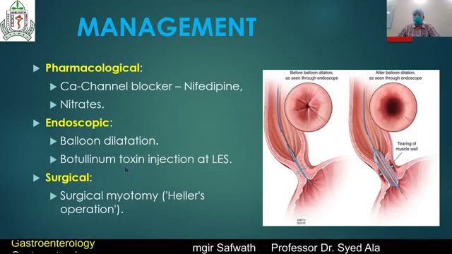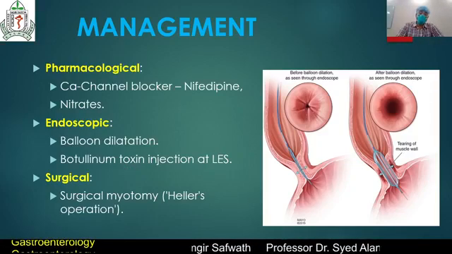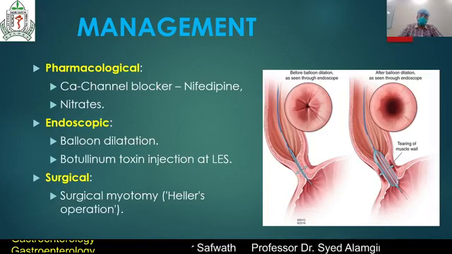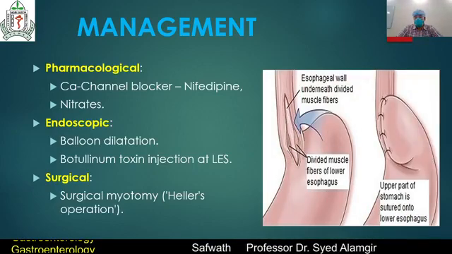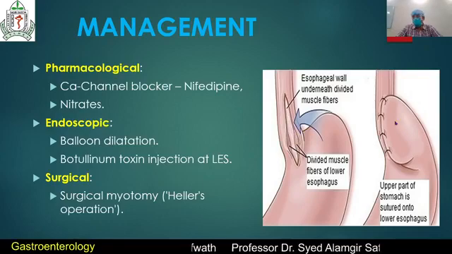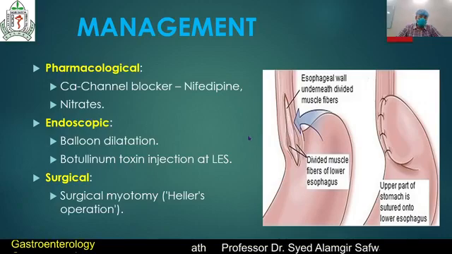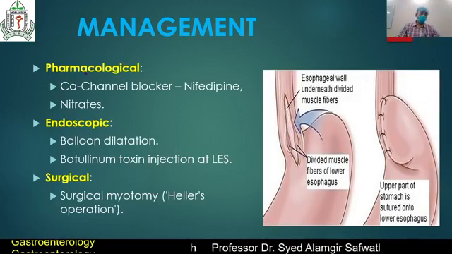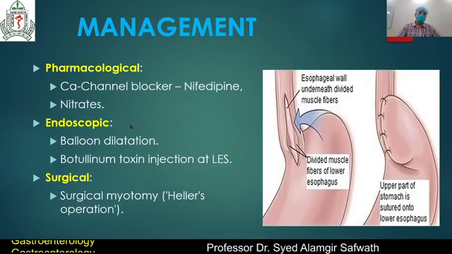In few patients, if repeated endoscopic therapy fails, in that case, surgical myotomy is done. Surgical myotomy, in other name, is Heller's operation. So this is a picture of surgical myotomy where the circular muscle of the lower esophageal sphincter is cut and the fundus of the stomach is wrapped around the lower end of esophagus. So this is surgical myotomy or Heller's operation. So there are three modalities: pharmacological management, endoscopic management, and surgical management.